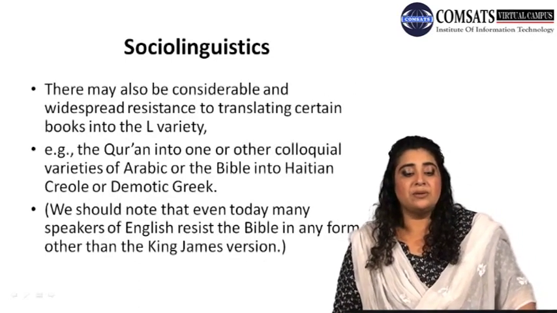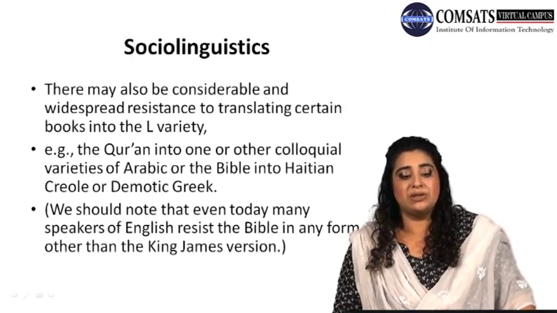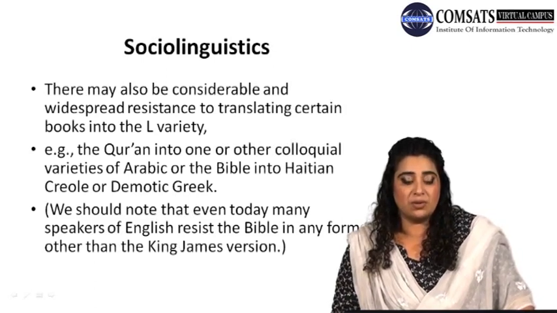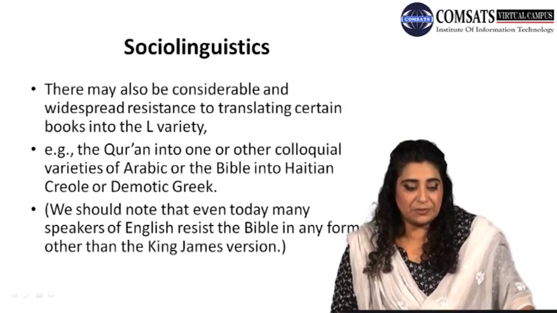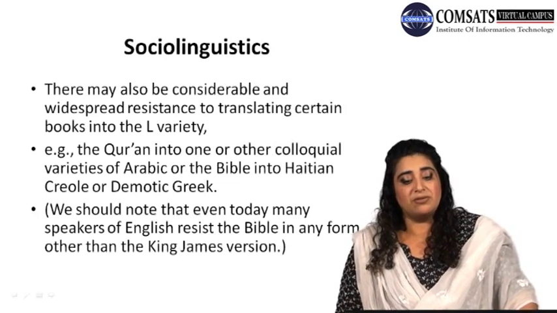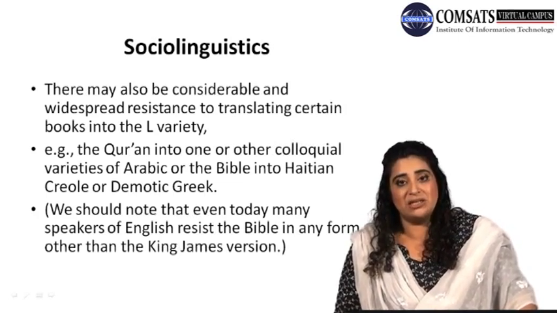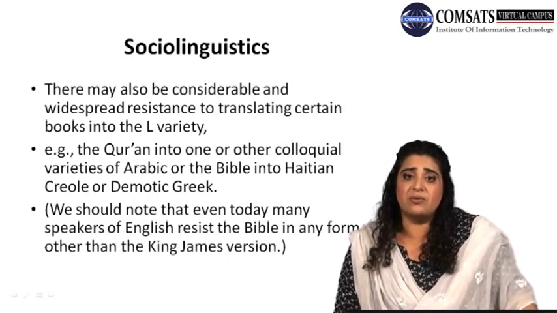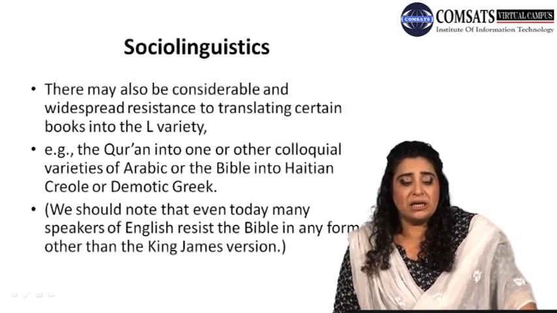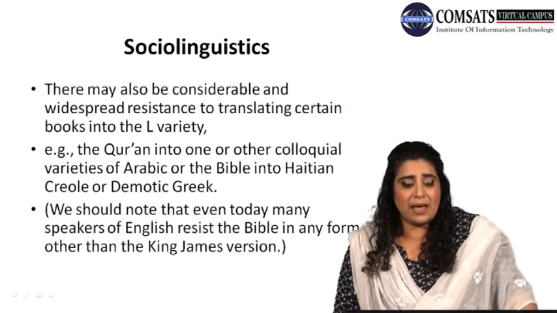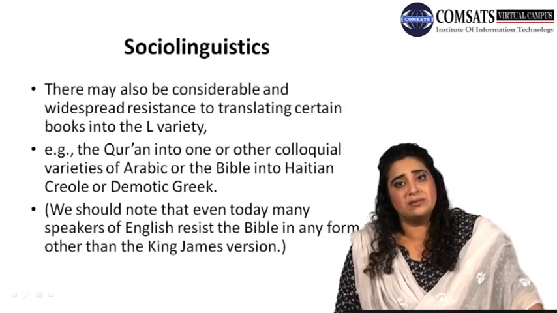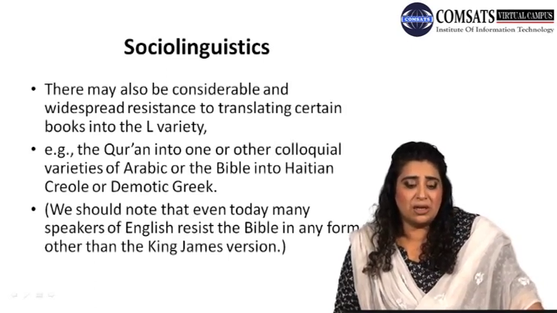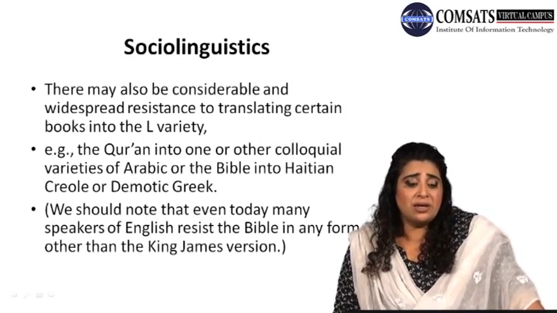Now, there may also be considerable and widespread resistance to translating certain books into the L variety, for example, the Quran into one of the colloquial varieties of Arabic, or the Bible into Haitian Creole or Demotic Greek. So sometimes you can see widespread resistance to translating a book, especially the important books that are considered religious books, the Bible for the Christians and the Quran for the Muslims. We can't shift or translate that book without having experts to do it. You cannot just translate the Quran into a variety of simple Arabic, you see. You have to use that code. The Bible you cannot translate into Haitian Creole or Demotic Greek either.